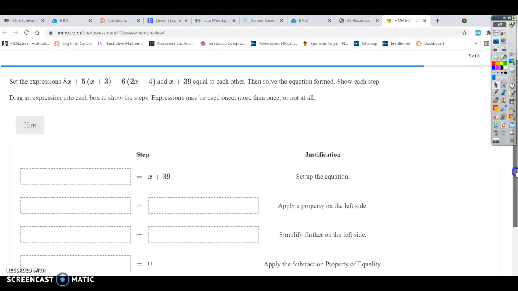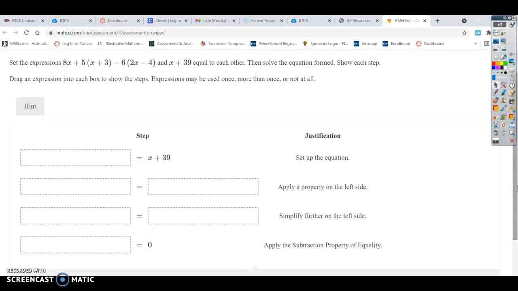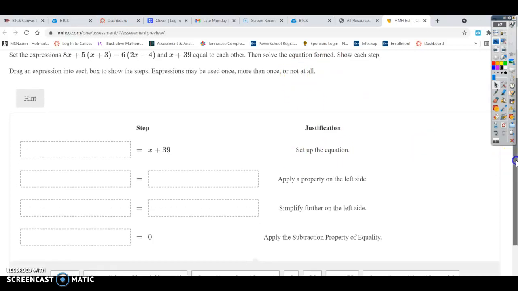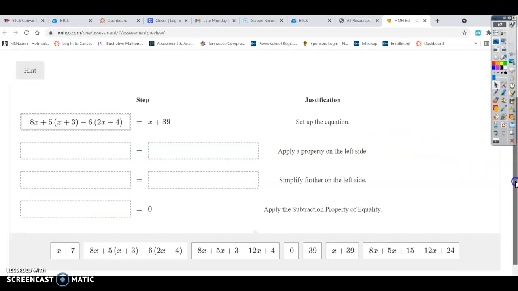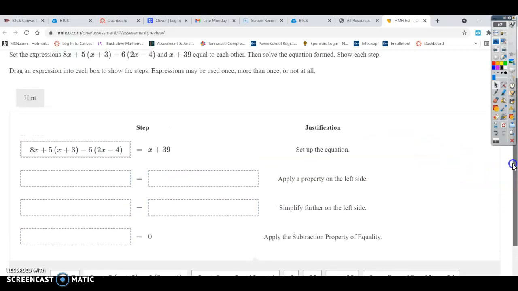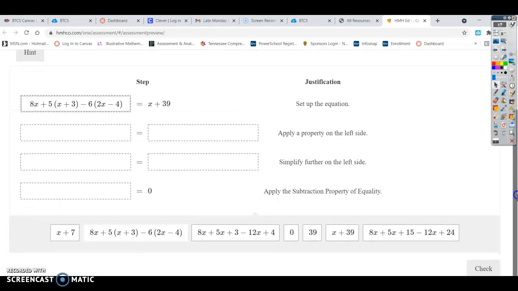All right, this one is lengthy. It says set the expression and the other expression equal to each other. Then solve the equation formed. Show each step. All right, so on step 1, this is setting it up. So we have to go down there and find the original equation on the left side. And this one's kind of hard because you have to scroll up and down. So you can see the 8x plus 5 times x plus 3 minus 6, 2x minus 4. So we got the original step. So now we don't need anything from above.